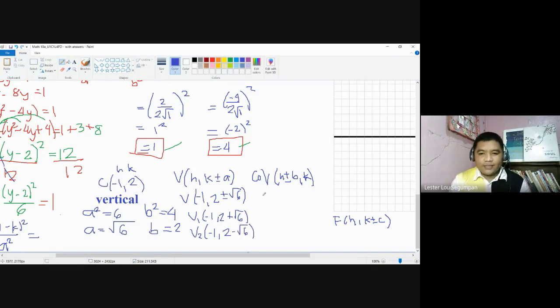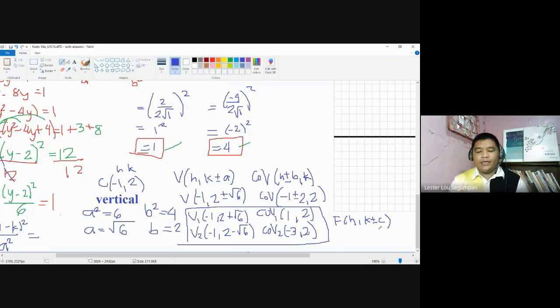Our covertices are located at negative 1 plus minus 2, which is your B, and then K, which is 2. So co-vertex number 1 is at negative 1 plus 2 is positive 1, 2. And then the co-vertex number 2 is negative 1 minus 2 is negative 3, and then 2. These are the points that you will be placing later.